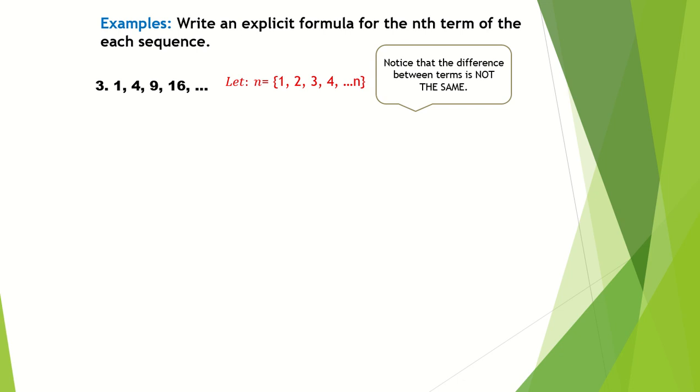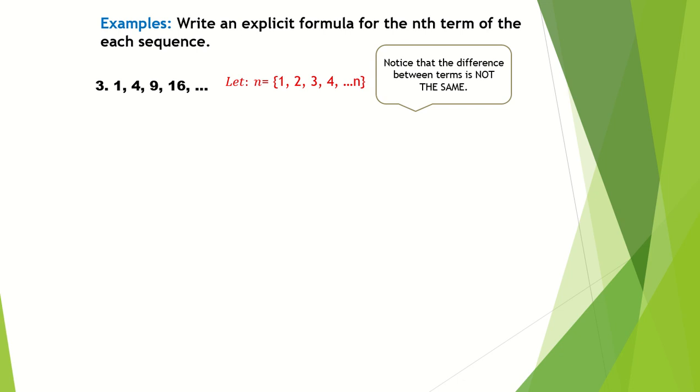Since we are going to use the position of the term, and looking at the terms, the first observation that you will see is that 1, 4, 9, 16 are all perfect squares, right? 1 is a perfect square as 1 squared. 4 is a perfect square with 2 squared. 9 is a perfect square with 3 squared. 16 is a perfect square with 4 squared.